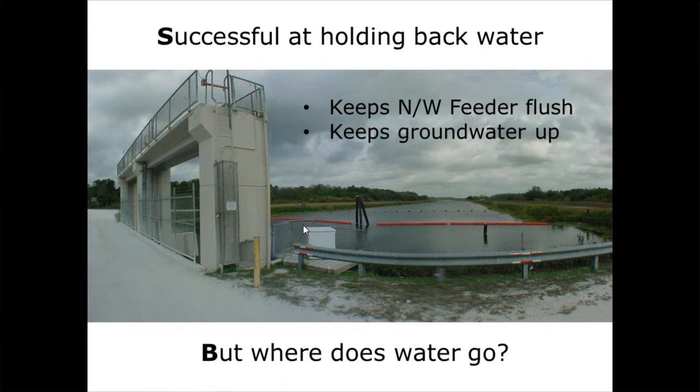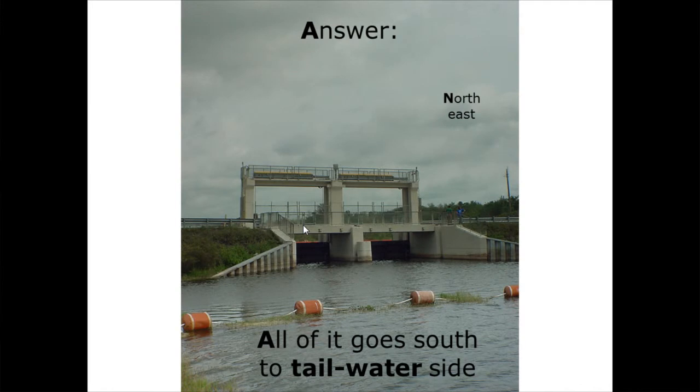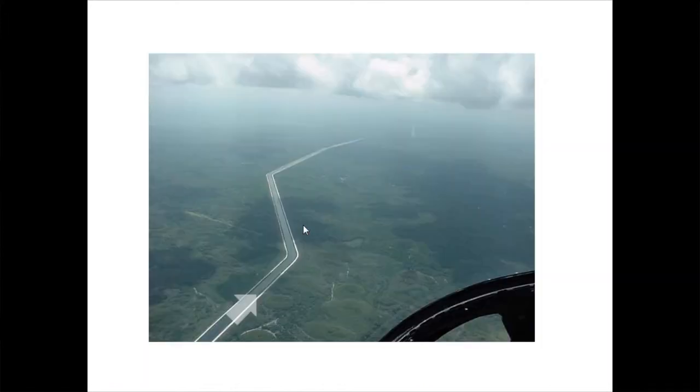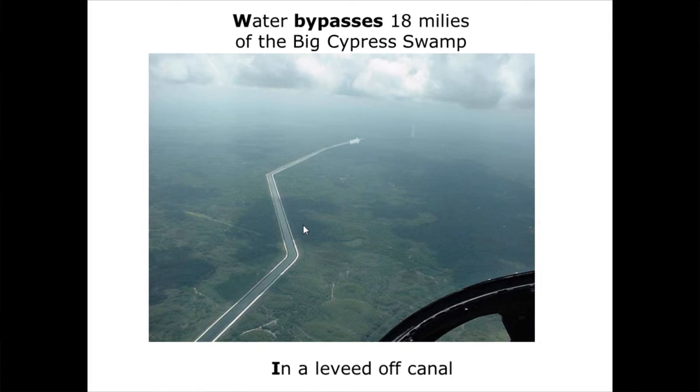But ultimately, where does all that water go that's being stacked up? The answer is it flows through the S190. As we've discussed before, the fate of all those tailwater releases are 18 miles south. This canal was originally put in to bypass private property lands. Since 1996, when the land exchange occurred, land is in conservation status now, so there's no reason to bypass it. But nonetheless, we're in that status quo where we're sending that water downstream.